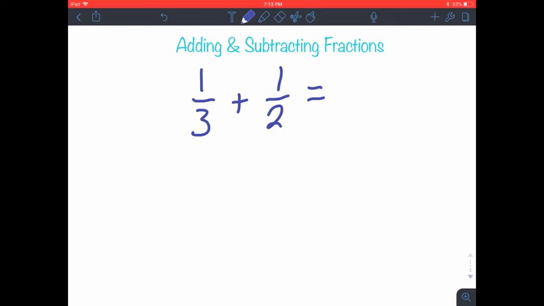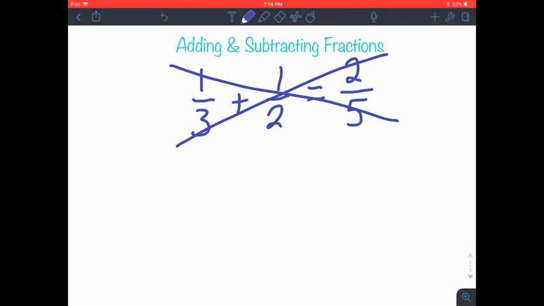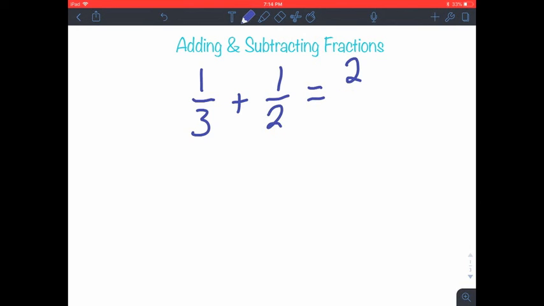So many times, thinking of mistakes, the first thing that students see when they look at this is they think, oh, I can just add the numerators, which is 1 and 1 there, together to get 2. And then I can add the denominators of 3 and 2 together to make 5. Don't ever do that because it will be wrong every single time. So you do not want to do that when you're adding and subtracting unlike fractions. You have to find a common denominator, which I'm going to show you right now.